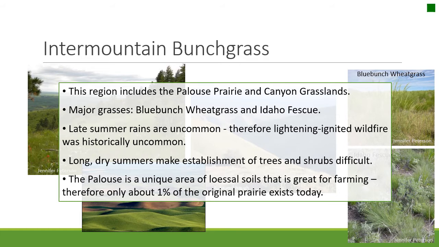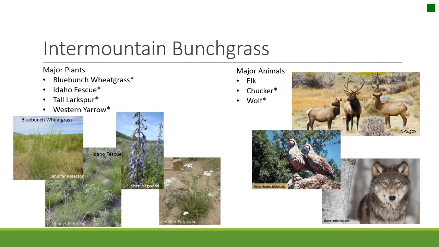Again, I mentioned the Palouse because it's a really unique area in eastern Washington and western Idaho that is created by loess soils that are windblown. And the windblown texture of soils is usually a silt, which is great for farming. So because of these wonderful soils that were under the prairie, very little of this prairie exists today. It's one of the most endangered ecosystems on Earth, where just about 1% of its original prairie exists today in what we call prairie remnants.